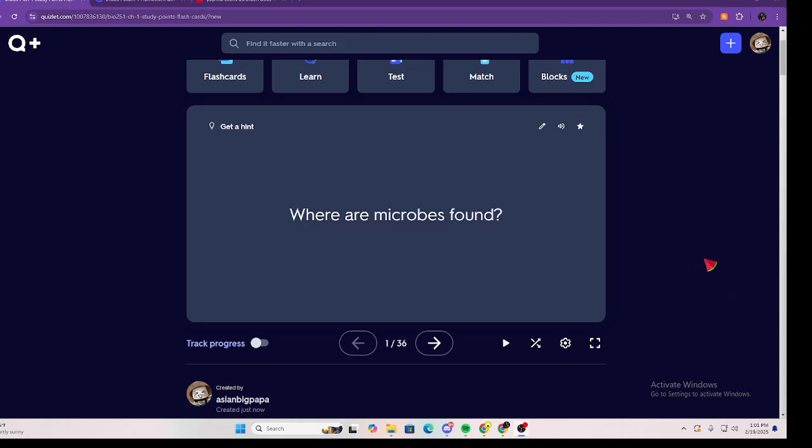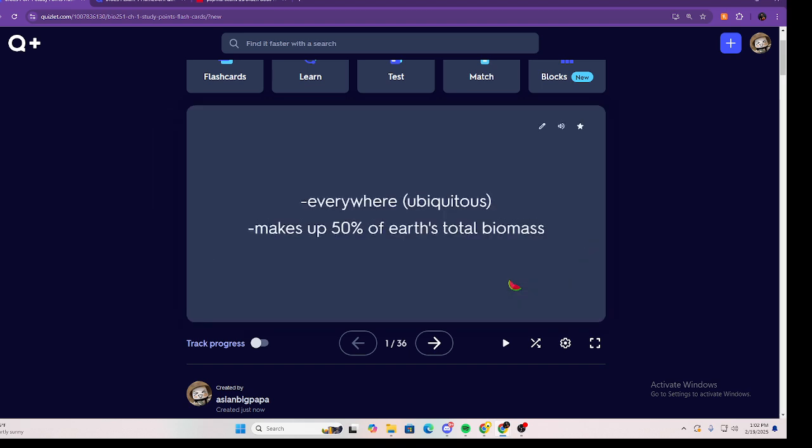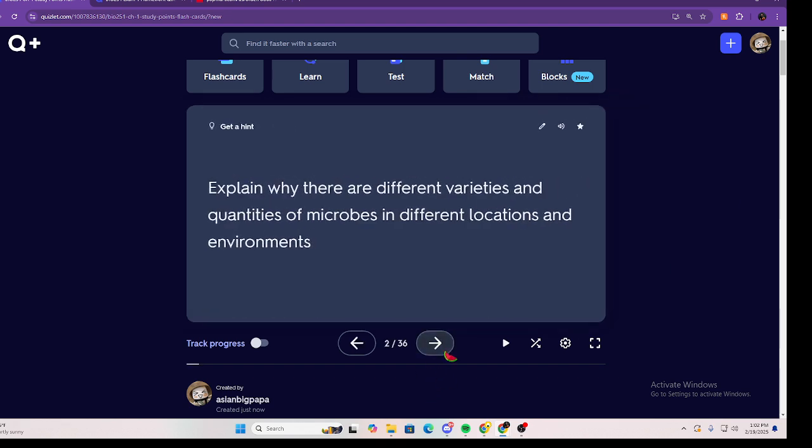Okay, so this is going to be the chapter 1 crash course. So, what are microbes? Where are microbes found? Microbes are found basically everywhere. They're ubiquitous. They make up 50% of Earth's total biomass. So, what you need to know is that microbes are everywhere. Microbes are also synonymous with bacteria.